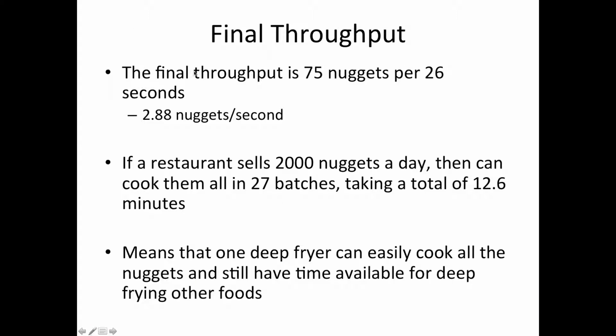And so what does that tell you? That says that if you can cook 75 nuggets in a batch that takes 26 to 28 seconds, then you can sell 2,000 nuggets in a day and cook them in only 27 batches and have it take about 13 minutes. So really what that says is that you can have one deep fryer and use it for chicken nuggets, onion rings, and other things. Things are not going to take that long to cook, so you really only ever need one piece of equipment. So we've learned a little bit about chicken nuggets and about deep frying.